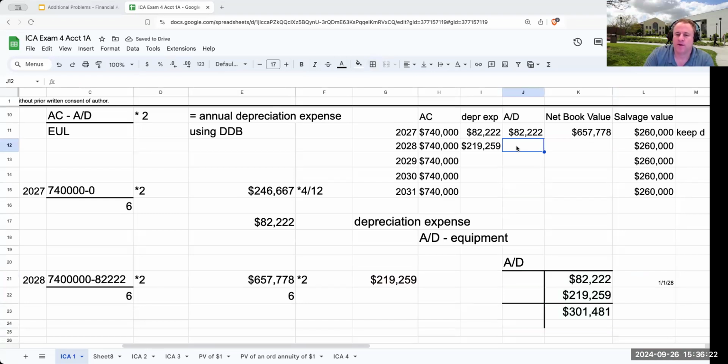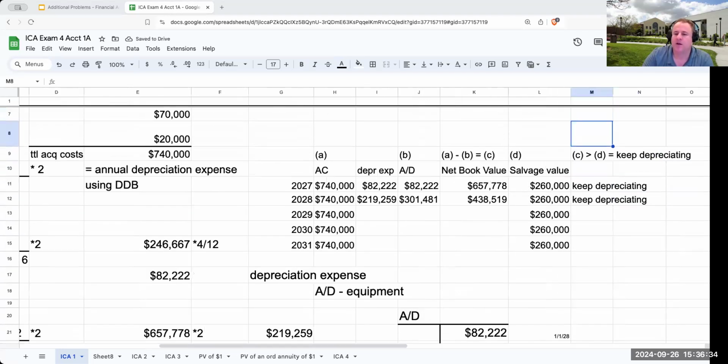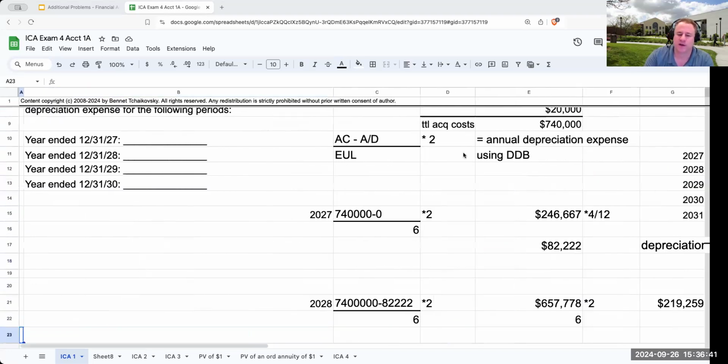Okay. So over here, now my net book value is going to be 438,519. Can I keep on depreciating? And the answer is yes, we can keep on depreciating because the net book value is greater than the salvage value. So let's go to the next year.